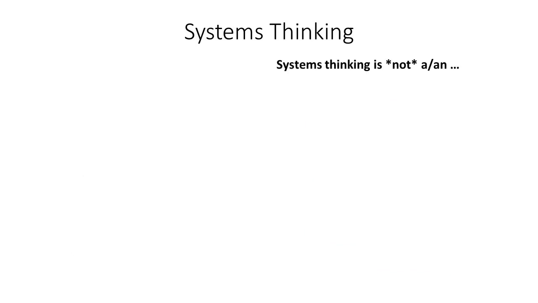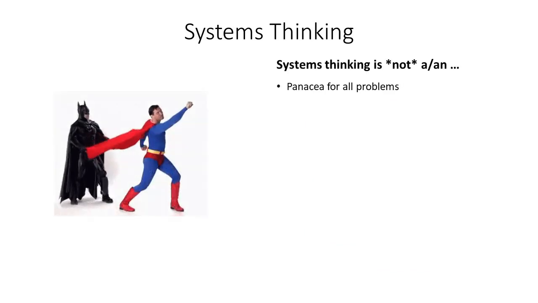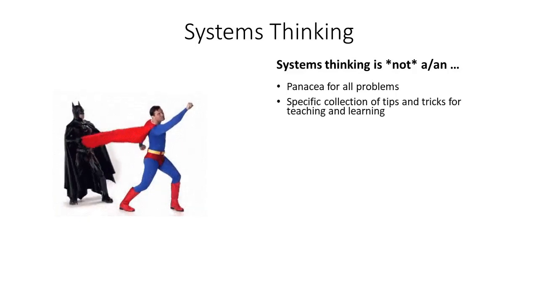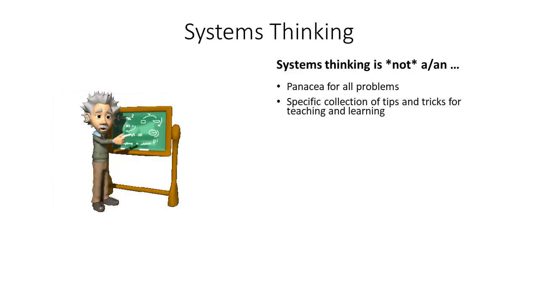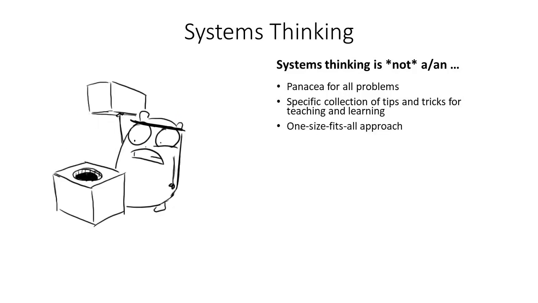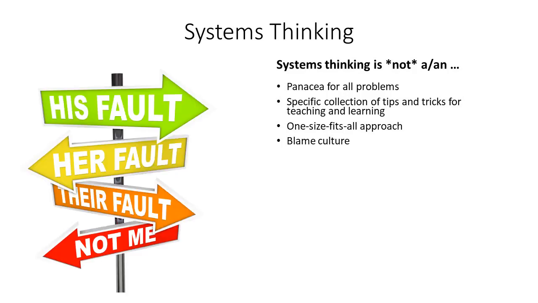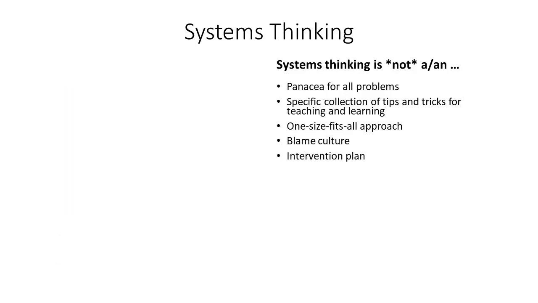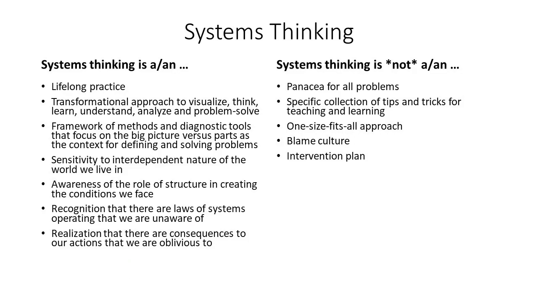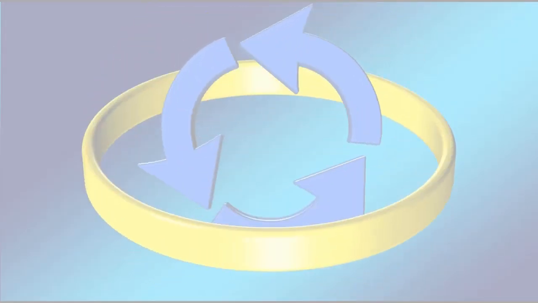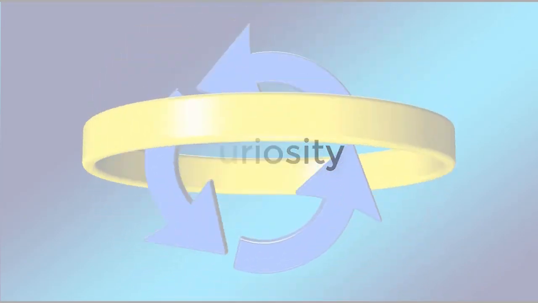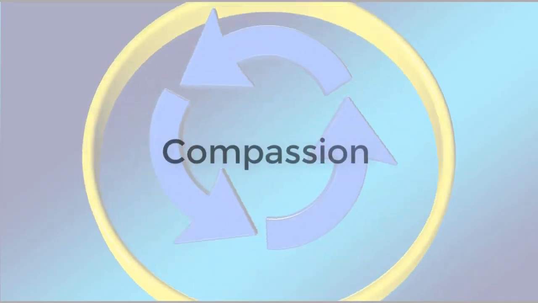Yet, systems thinking is not a panacea for all problems. It is not a specific collection of tips and tricks for teaching and learning. There is not a one-size-fits-all approach. Systems thinking is certainly not a blame culture, and it is not an intervention plan. Systems thinking can mean many things to different people. It requires curiosity, clarity, compassion, choice, and courage.